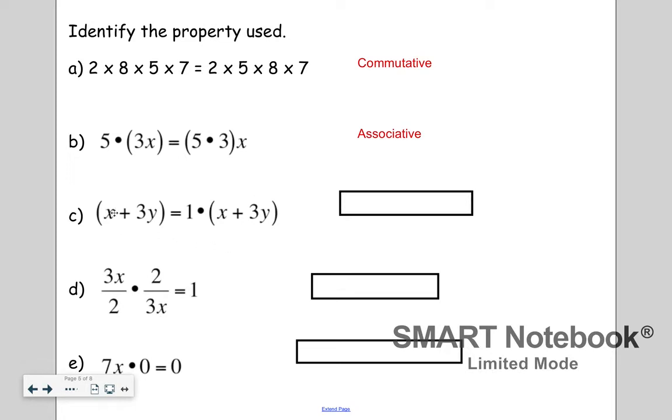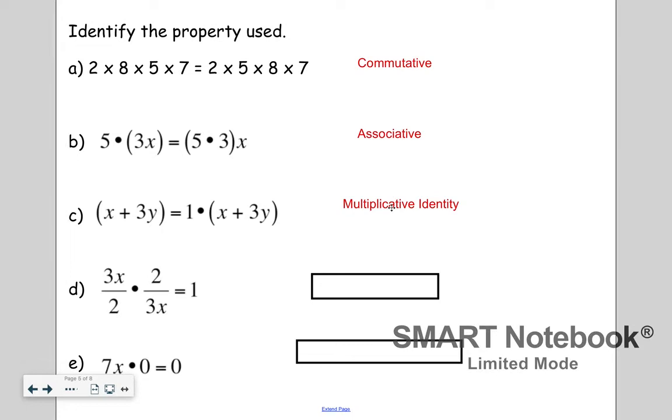In this one, I see they're almost the same thing on the left and the right, but this has a times 1 on this side. So if you flip back to the front of your page and look for a property where they're multiplying by 1 and it equals itself. Okay, so look through and down toward the bottom, you should see that is the multiplicative identity.